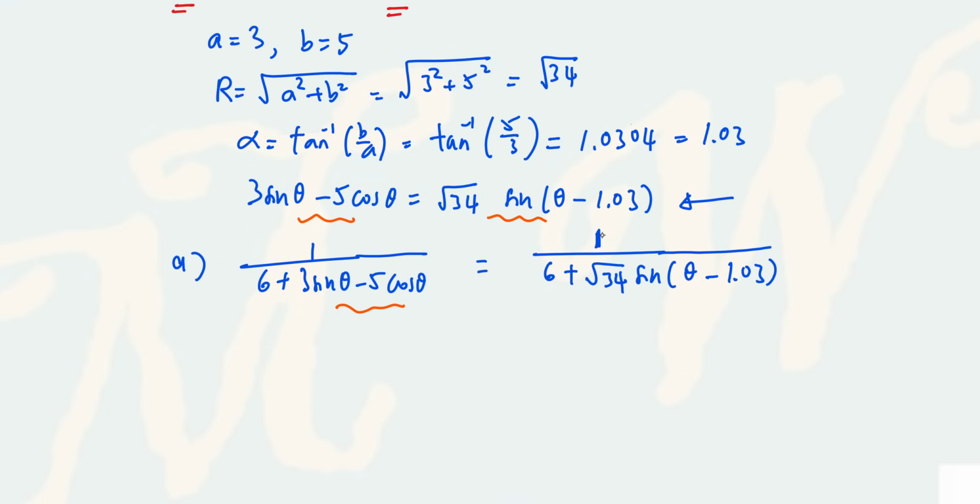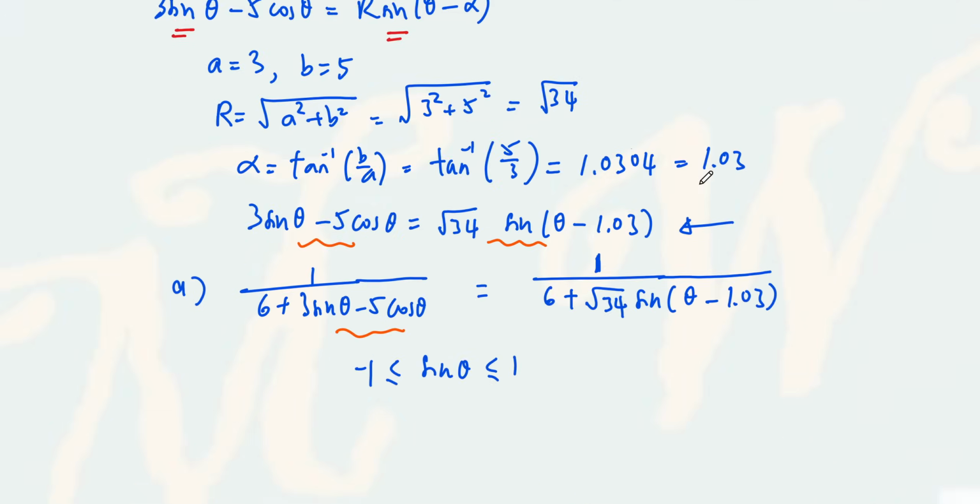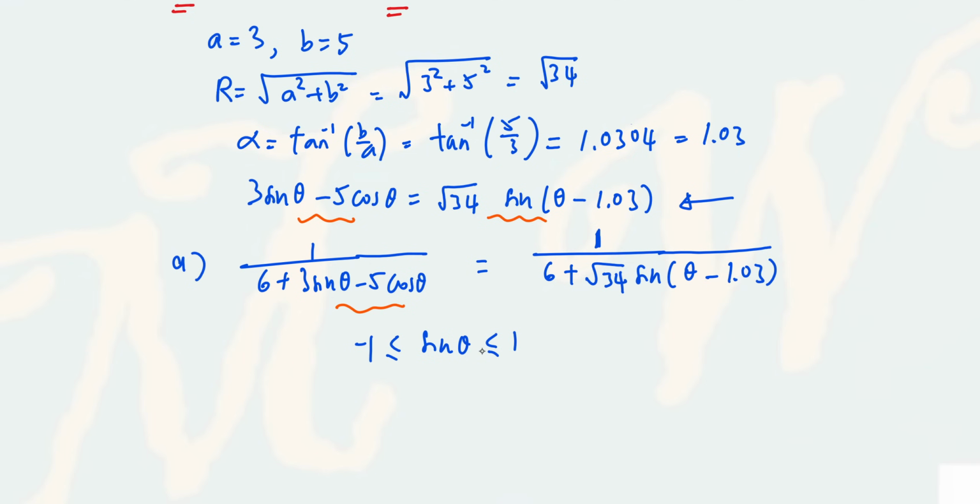All right. So from here, I will say that since my denominator, you see here, numerator is 1. Here is 6. These two are constants. But then this value, square root 34 sine theta minus 1.03, is not a fixed number. It's not constant. We know that sine theta is between 1 and minus 1. By looking at the value here, you are not given the theta interval, so I will just consider in general.